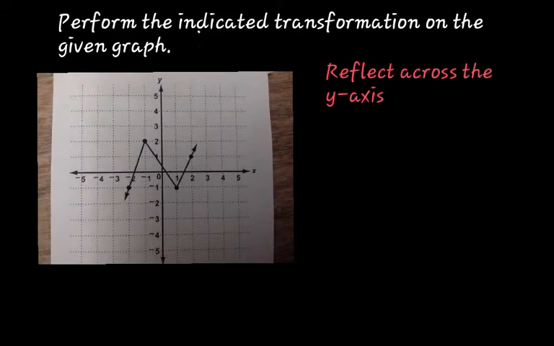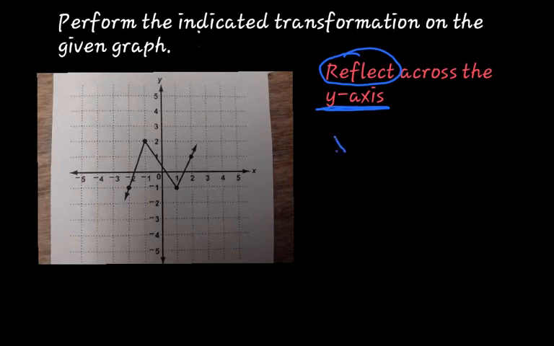Now on this one, it says reflect across the y-axis. So since it says reflect across the y-axis, you are going to change the x values. Now this one's a little bit tricky. You want to make a reflection across the y-axis. You're going to change the x values. You're going to change the sign of the x values. You do the opposite, right?